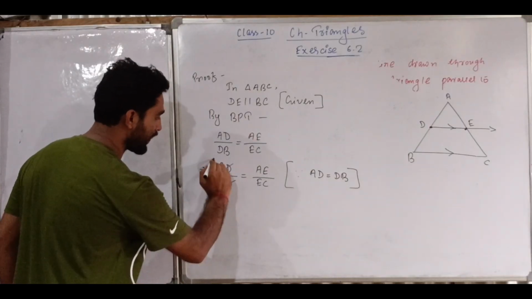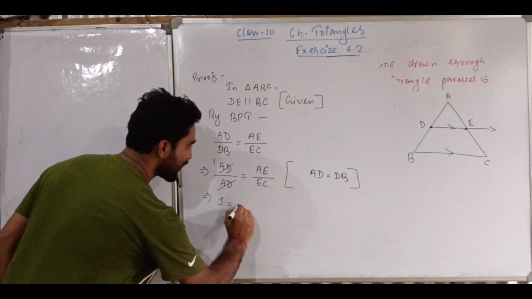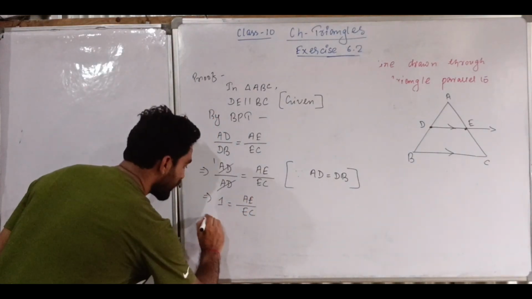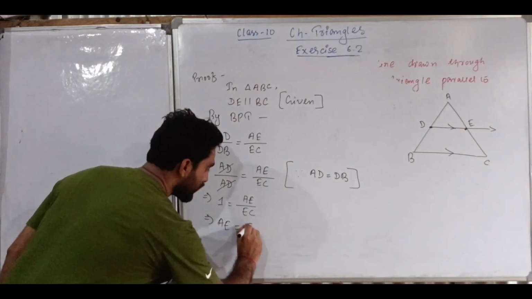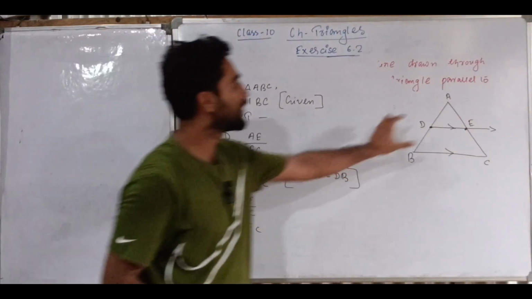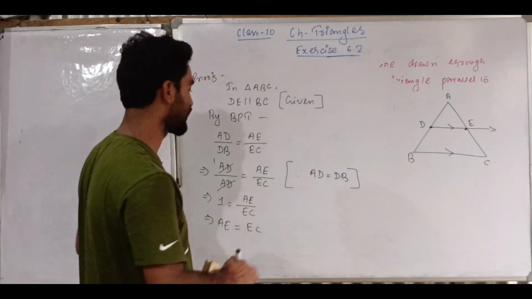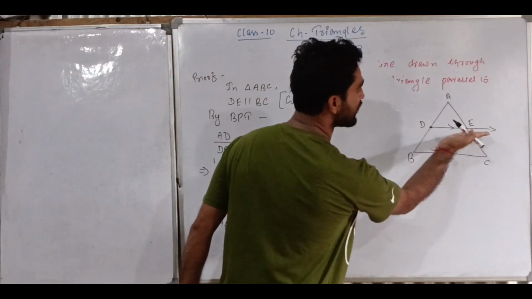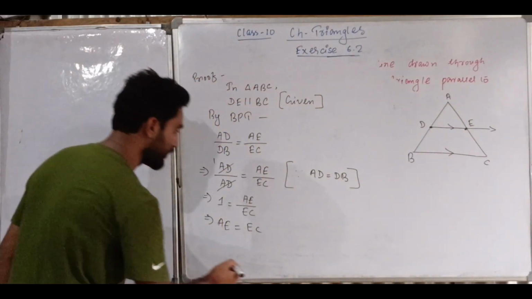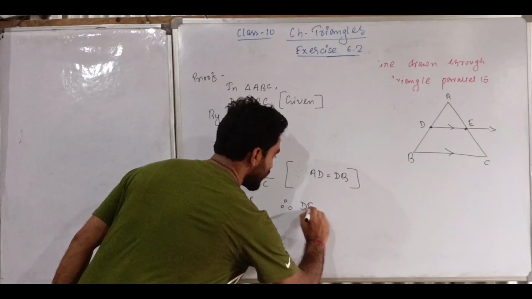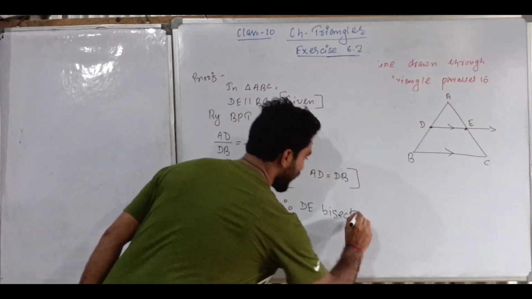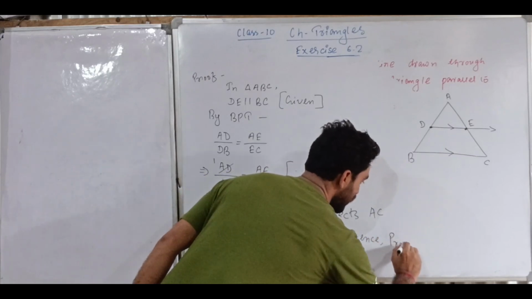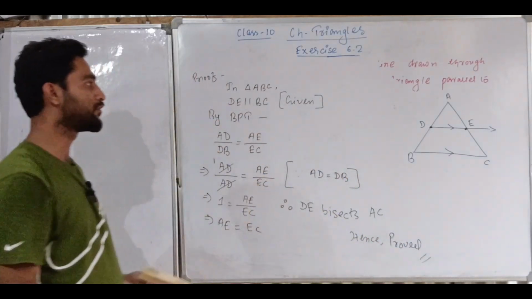Now this AD divided by AD will give us 1. So 1 is equal to AE divided by EC. Now cross multiply. So this will be AE is equal to EC. So this means that E is the midpoint of AC, or we can say this DE bisects AC. So therefore DE bisects AC. Hence proved. So it was a very easy question.